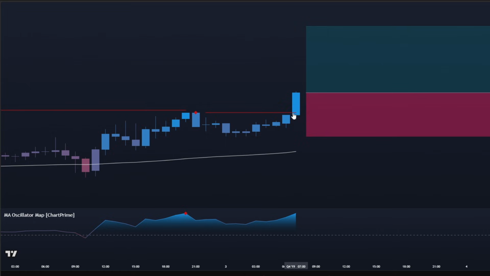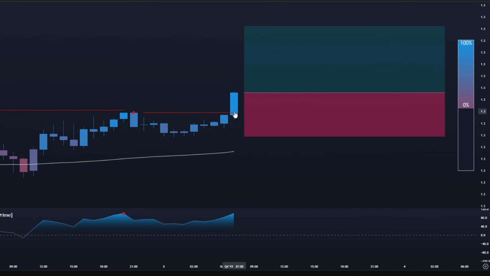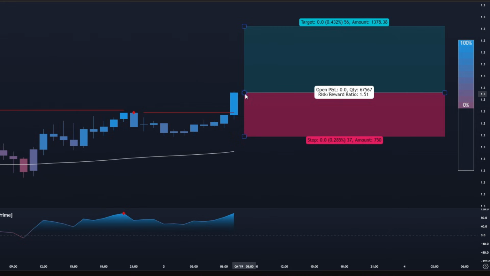Then we get a solid bullish candle that finally breaks and closes above that line. At that moment, the momentum gauge is reading near 100% bullish. All our conditions line up. Here we enter a buy at the close of that breakout candle.